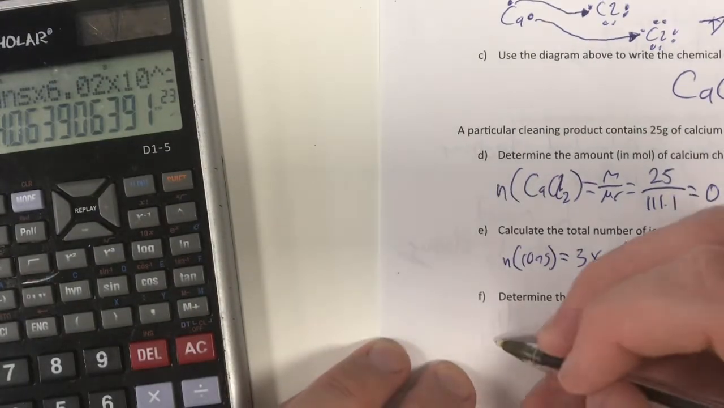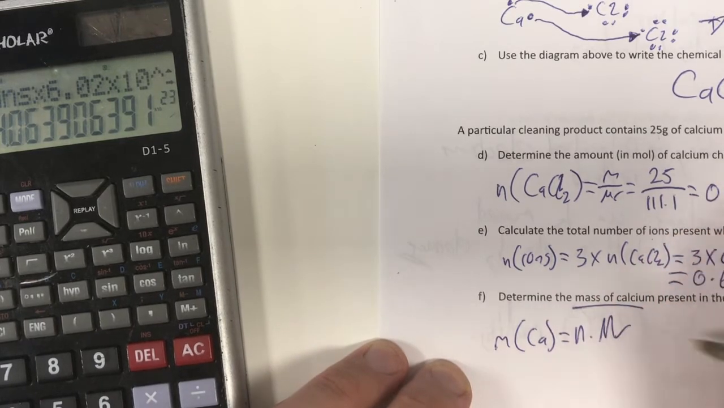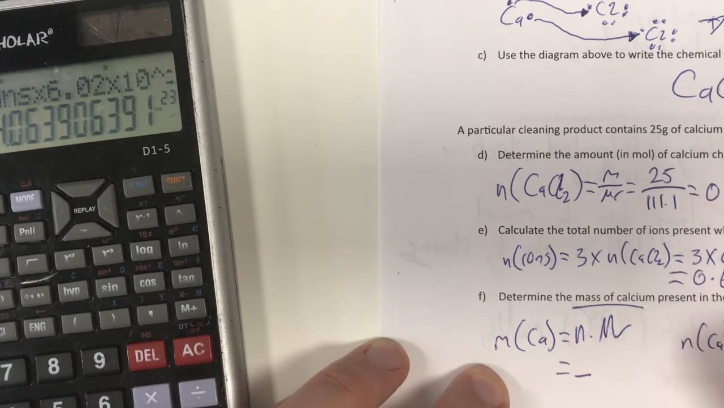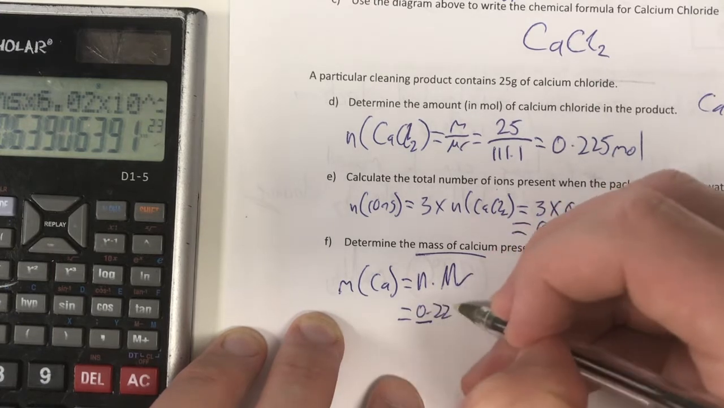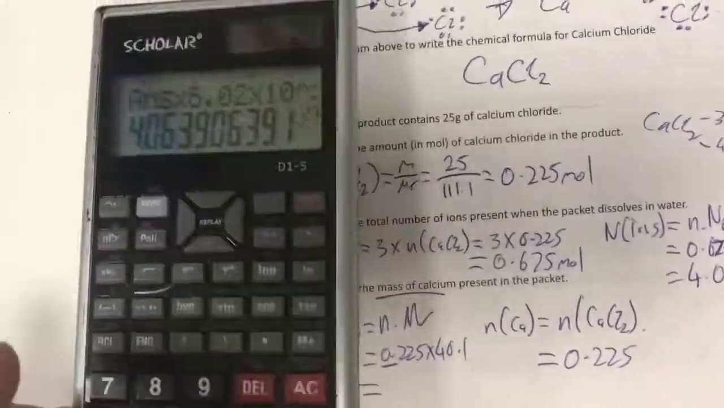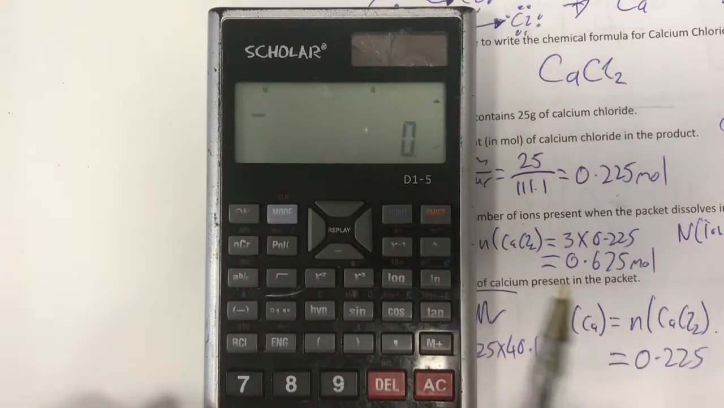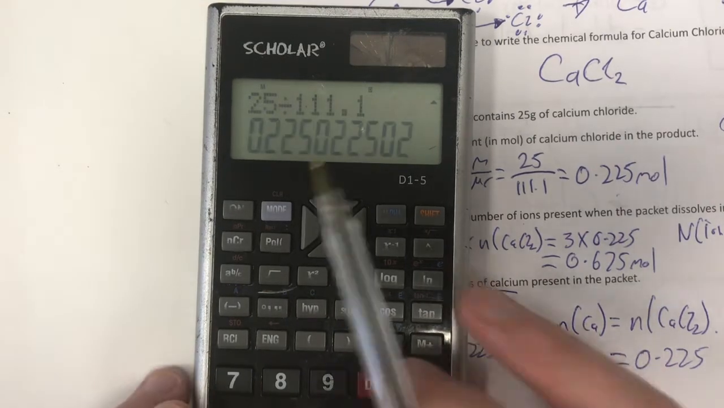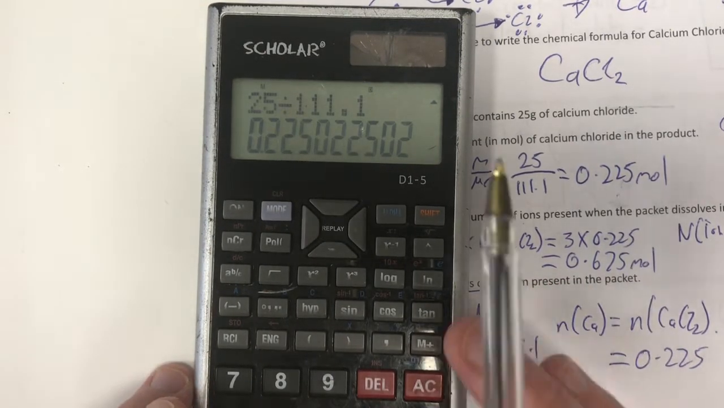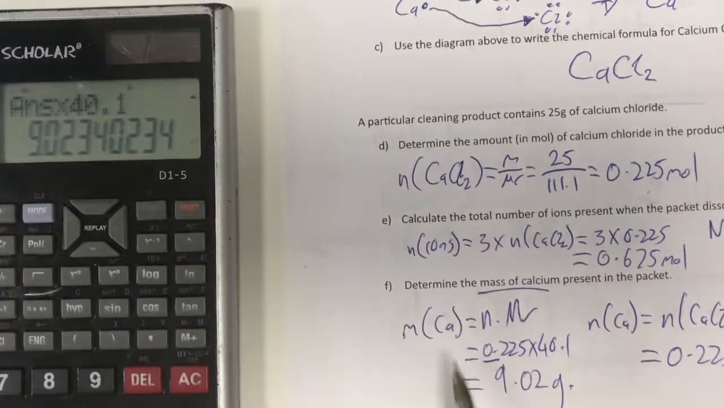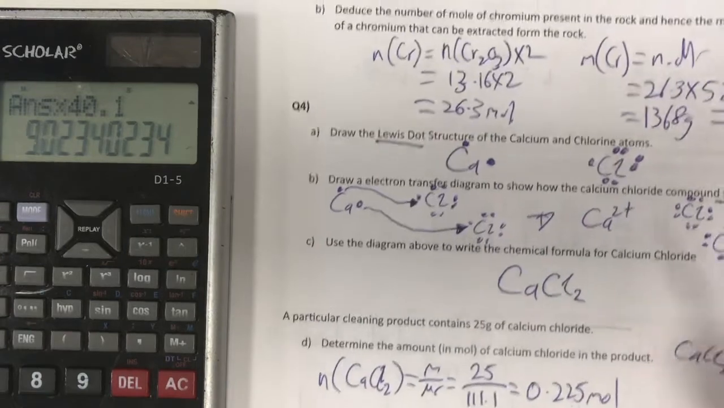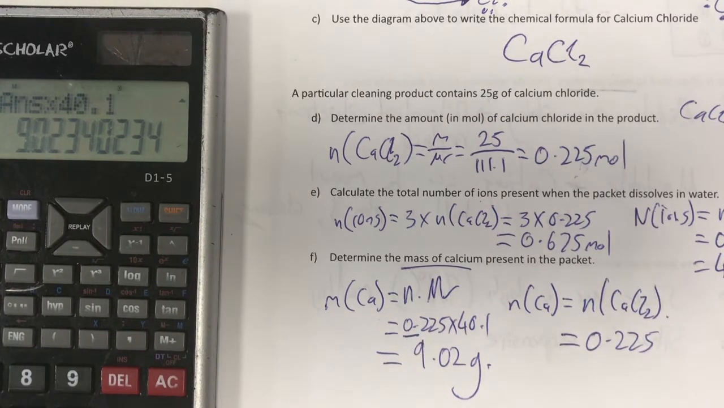Lastly, determine the mass of calcium. So my mass of calcium equals number of moles times molar mass. My number of moles of calcium equals my number of moles of calcium chloride, because there's 1 calcium in every calcium chloride. So that's going to be equal to 0.225. So 0.225 times by 40.1. Now I want to get the exact number for this. So I'm going to go 25 divided by 111.1. That gives me my exact number of what that was. I'm going to times that by 40.1, and I'm going to get 9.02 grams. That's how much calcium there will be there. Again, this is how you can see a nice materials, an ionic compound question rolls into a particular mole question, and that's the answer there.